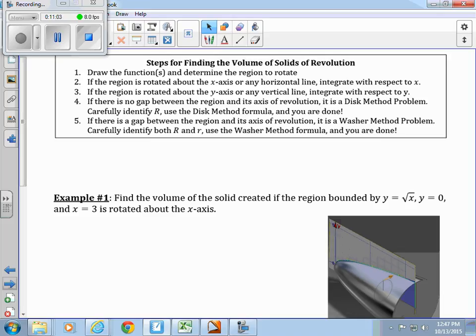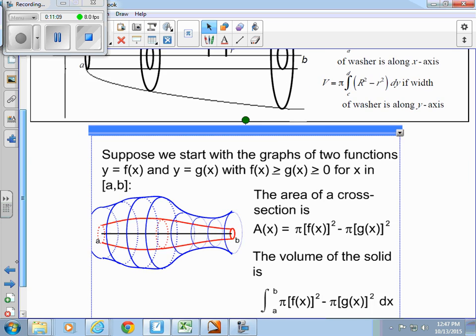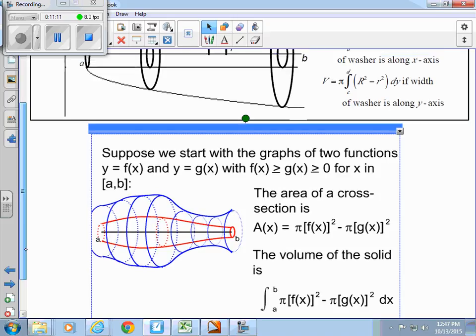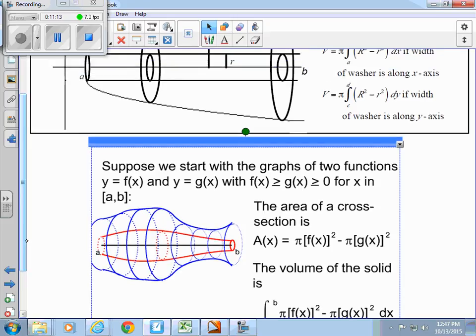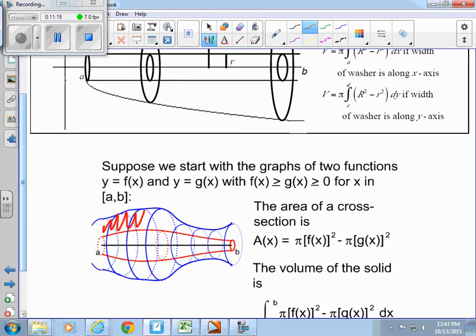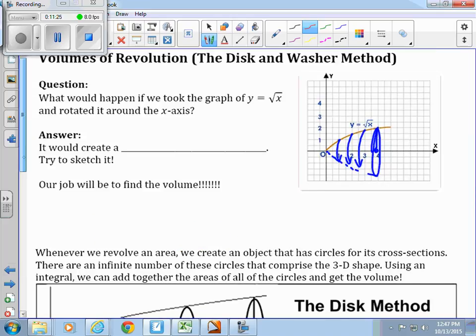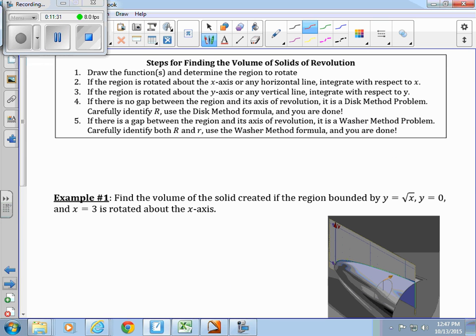So, time out before we keep writing. I just want to show you a picture of what those last two steps mean. See on this region, remember the region was this little area here? There was a gap between that and the x-axis, so that created a washer shape. On this region back here, there was no gap, so that created a disc. So that's what that means.